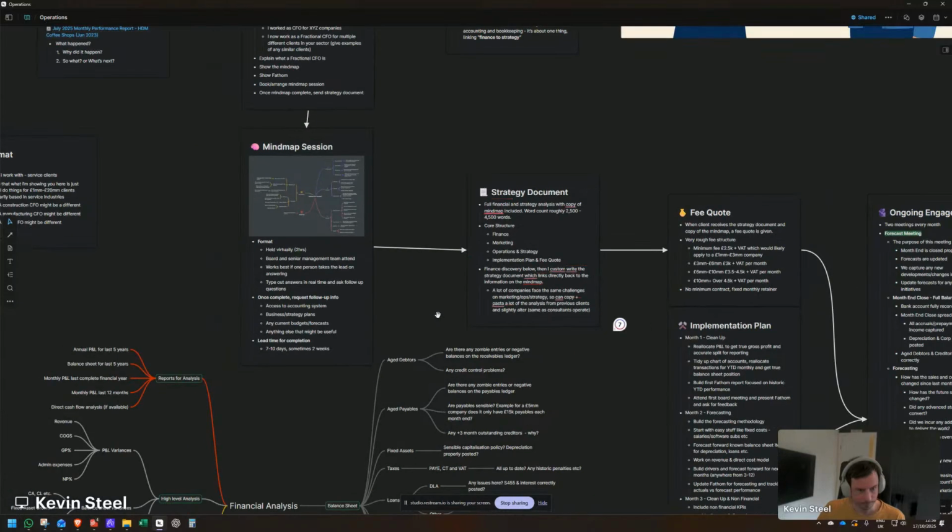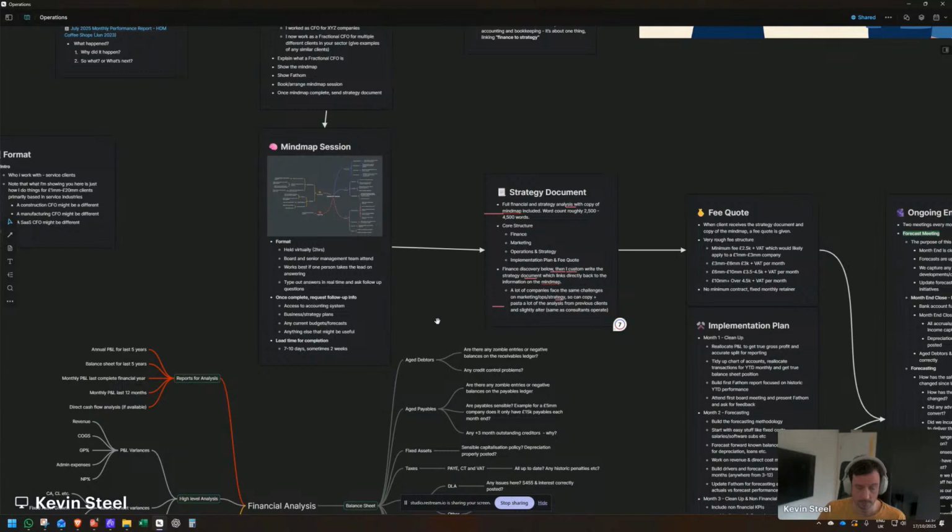And at the end, once they have got that strategy document, I always give a fee quote, because I already have all the information I know about the business from the mind map. I've seen the financials. I can be fairly confident in giving a fee quote. And in terms of the fee quote, the way I work is a fixed monthly retainer, no minimum contract, simply rolls on month by month.